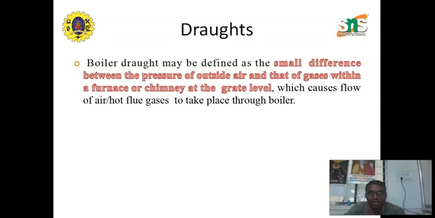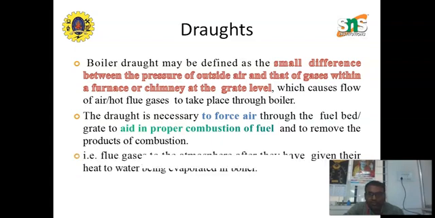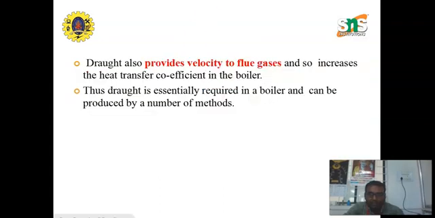What is draught? Boiler draught may be defined as the small difference between the pressure of outside air and that of gases within a furnace or chimney at the grate level, which causes flow of air or hot flue gases to take place through the boiler. The draught is necessary to force air through the fuel bed or grate to aid in proper combustion of fuel and to remove the products of combustion, that is flue gases, to the atmosphere after they have given their heat to water being evaporated in the boiler.